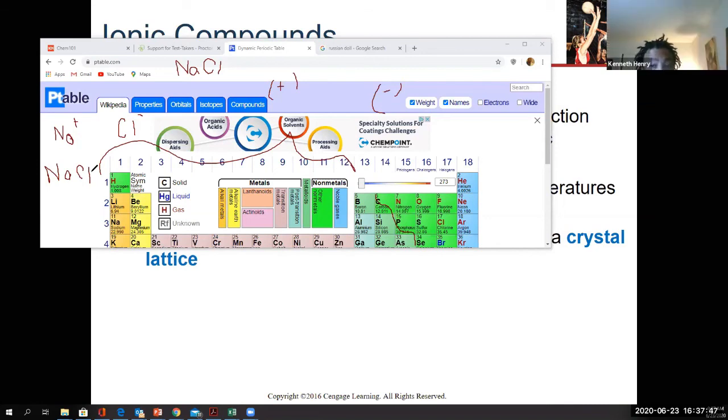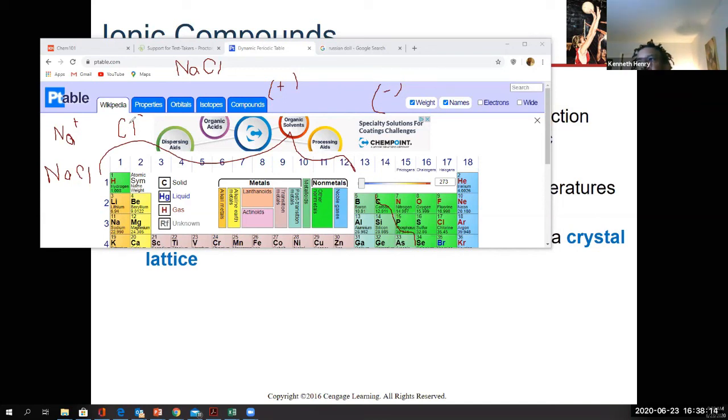So remember that concept. We're trying to get stable. So not only did these guys get stable by giving up, like sodium gave up an electron to be like a noble gas, and chlorine took that electron to be like a noble gas, but because of that, they become charged. And as soon as they become charged, they get together. They're perfect for each other.